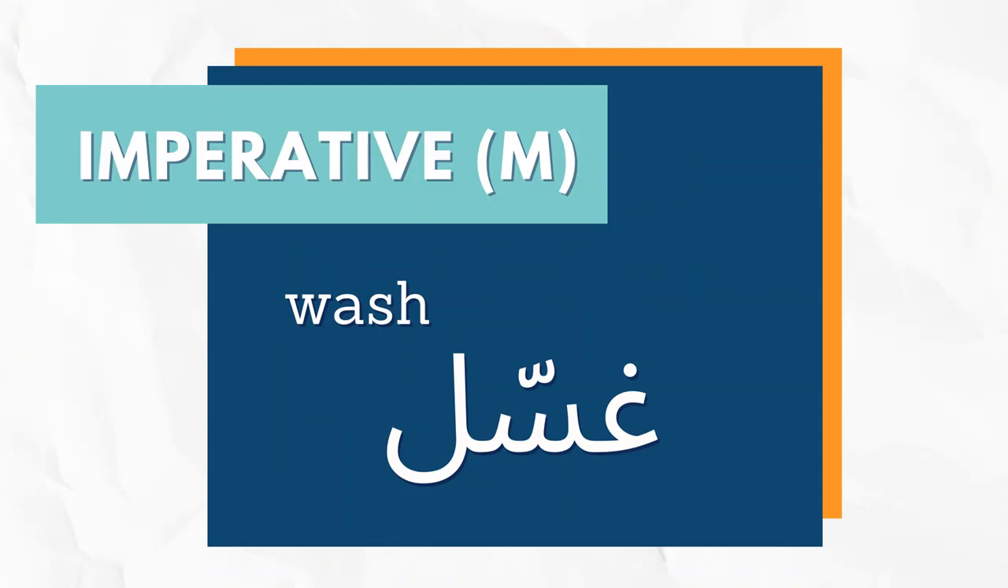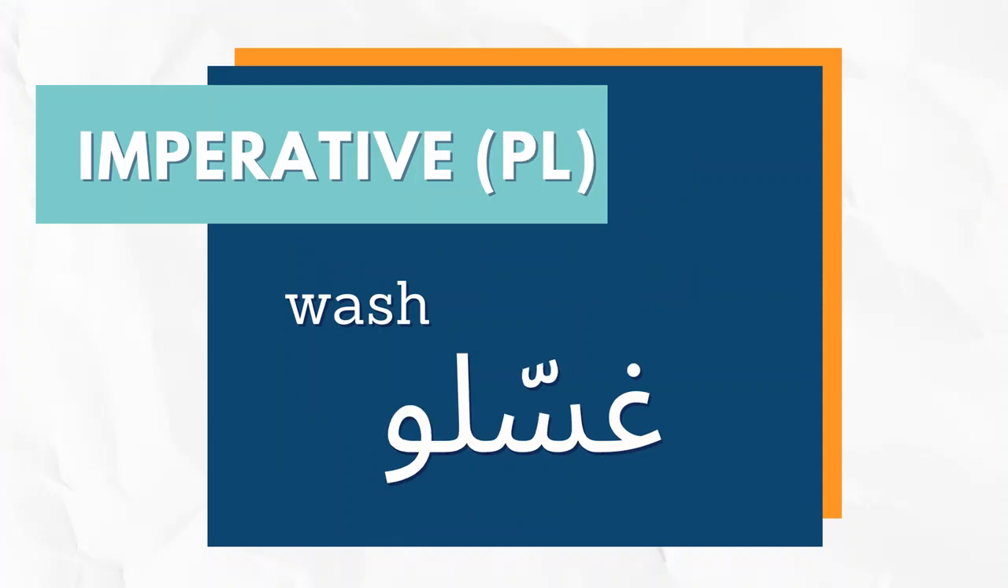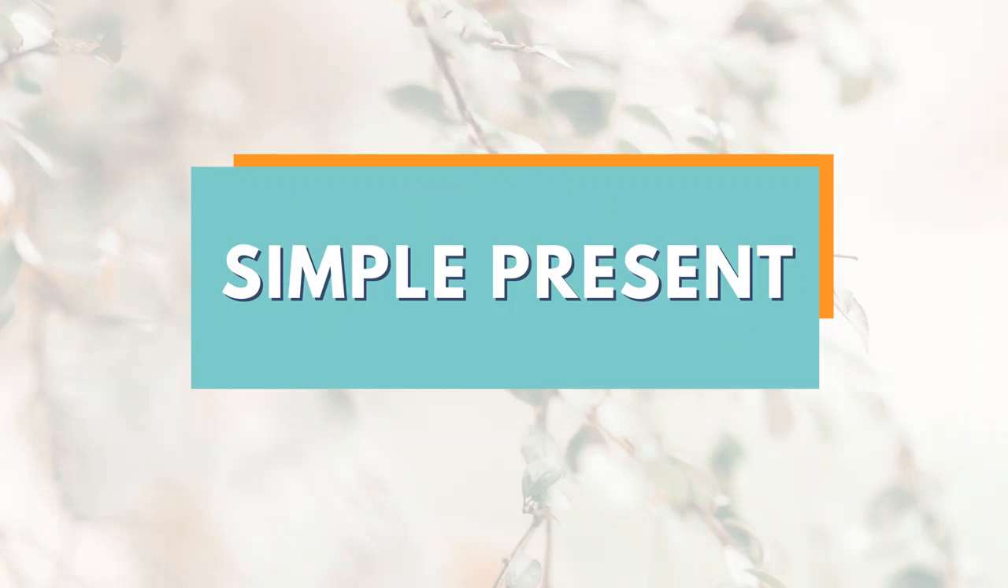Wash. As an imperative masculine, غسل. As an imperative feminine, غسلي. As an imperative plural, غسلوا. How do we conjugate the verb in the simple present?